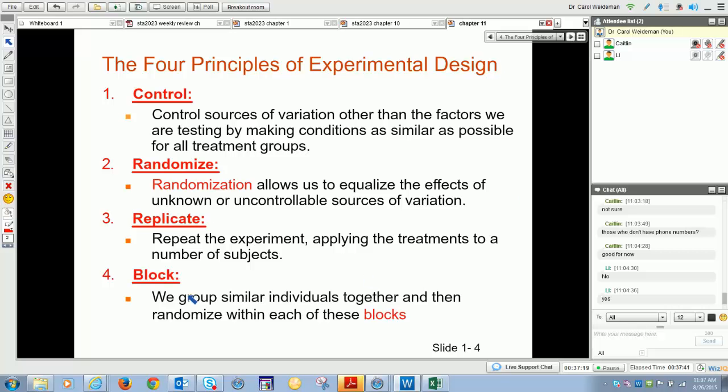And the last thing that we can do is what's called block. We can group things or people with similar characteristics together and then randomize within each of the blocks. Of these 4 principles, blocking is not required. These 3 are required, blocking is not. It's a great thing to do, but you don't have to do it. Your experiment can still be valid even if you didn't block.